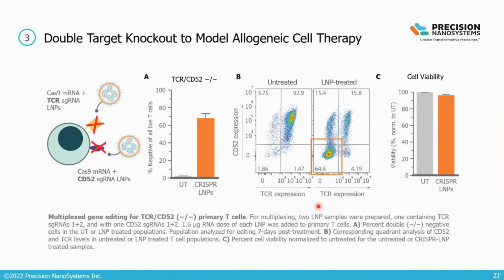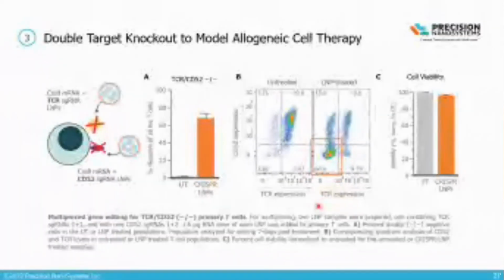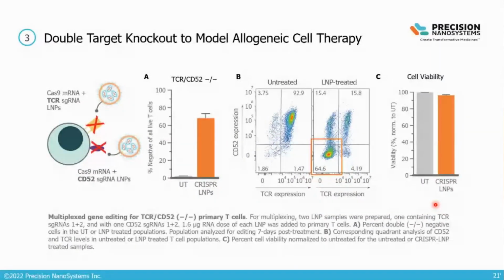I think if I recall correctly, we did get 80% TCR negative, 70% CD52 negative, and then the combination of 65% double negative cells. And these cells are truly allogeneic and can be utilized for off-the-shelf CAR T cell therapy. And of course, as before, we do maintain very high cell viabilities, over 90% to the untreated controls.